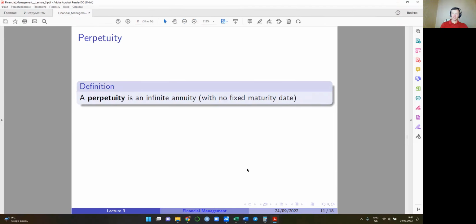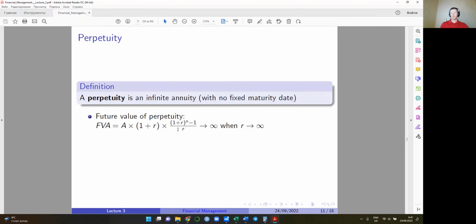The next special case of a cash flow is a perpetuity. What is a perpetuity? This is an infinite annuity, so an annuity with no fixed maturity date. Basically, you don't know when your stream of equal payments finishes. That's why you treat it as infinite.